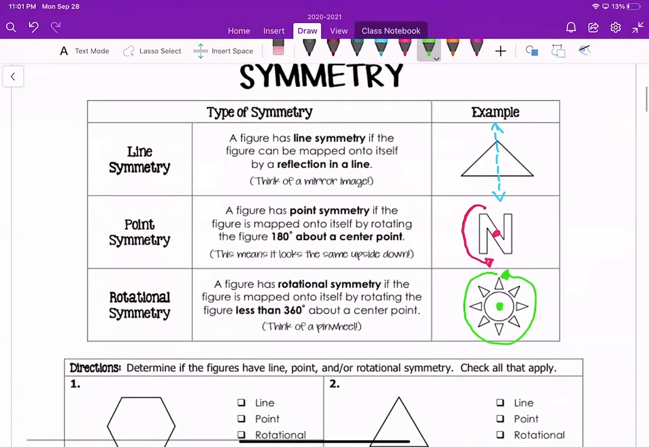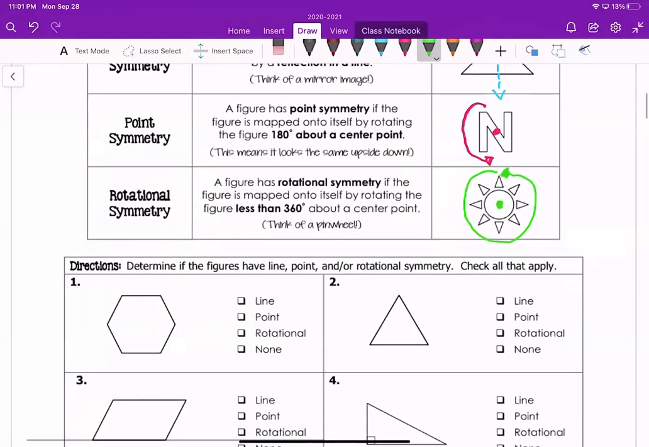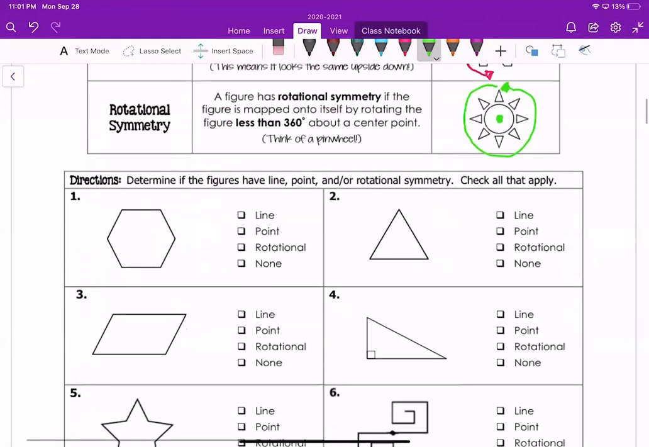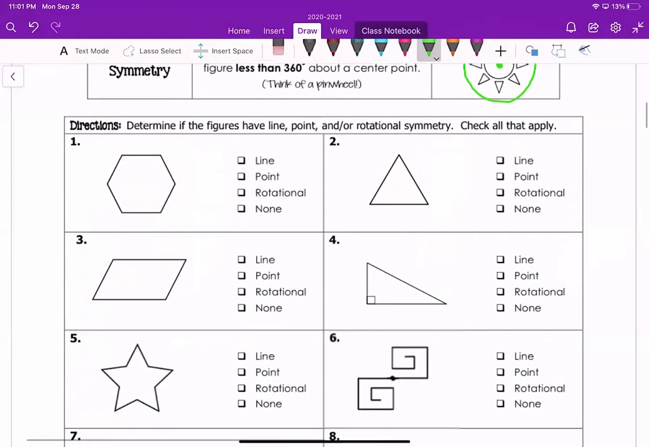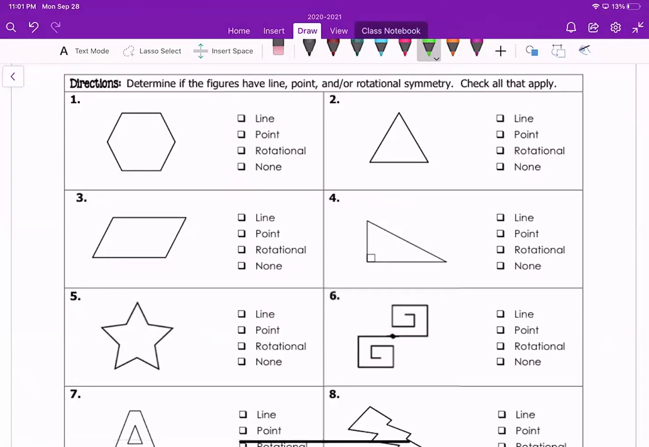So we're just gonna go over a few examples of the different types of symmetry. So here, directions: determine if the figures have line, point, and or rotational symmetry. Check all that apply. So here, number 1 has line symmetry, right? So it has line, it has point, and it has rotational.